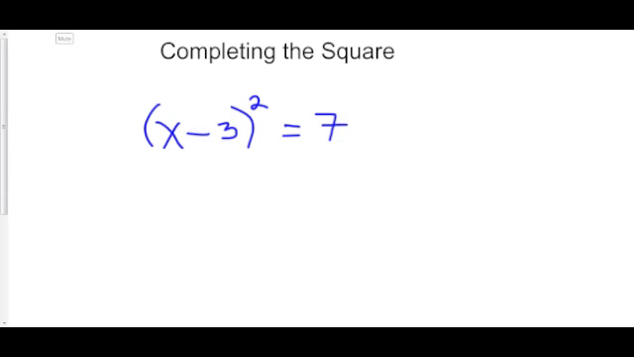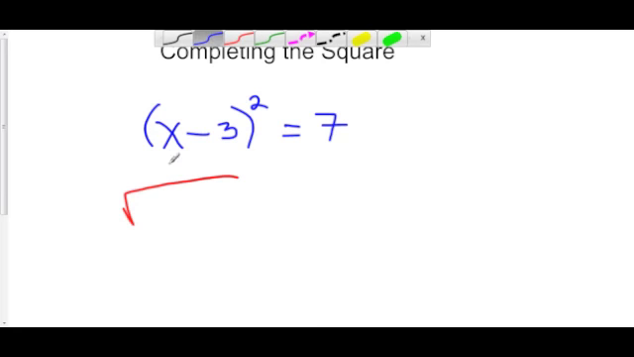Before we learn how to complete the square, let's take a look at one example first. Here we have a perfect square on the left-hand side and a number on the right-hand side of our equation. To get rid of the square, all we have to do is take the square root of both sides.